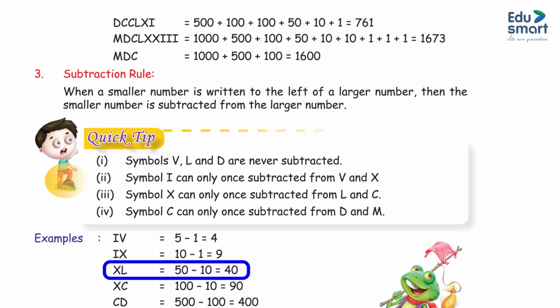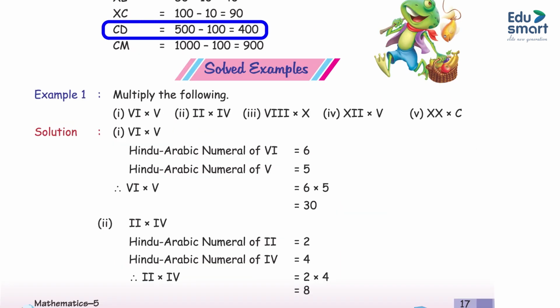40 is equal to 50 minus 10 is equal to 40. 90 is equal to 100 minus 10 is equal to 90. 400 is equal to 500 minus 100 is equal to 400. 900 is equal to 1000 minus 100 is equal to 900.